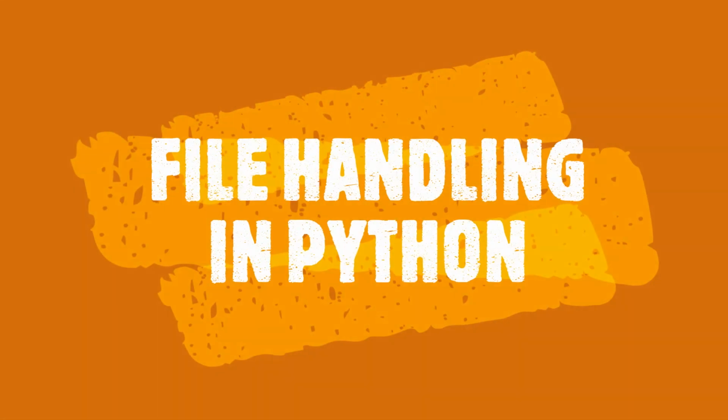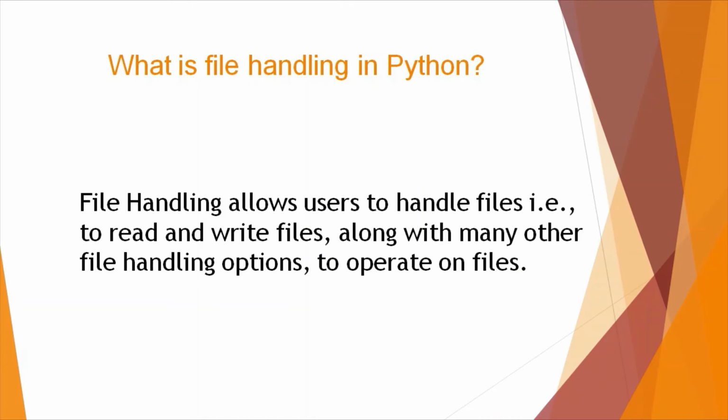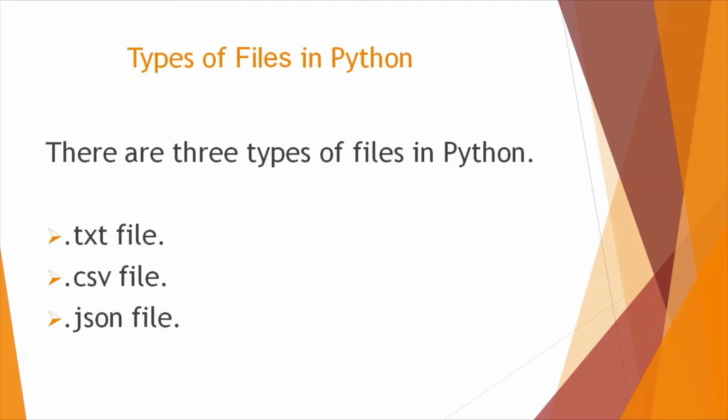So what is file handling in Python? File handling allows users to handle files, that is, to read and write files, along with many other file handling options to operate on files. There are three types of files in Python: .txt file, .csv file, and .json files. We will discuss the .txt and .csv in this episode, but we will discuss .json in the next episode. So let's discuss the .txt and .csv.